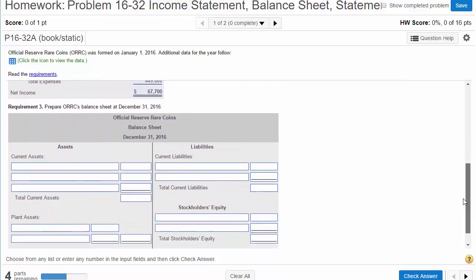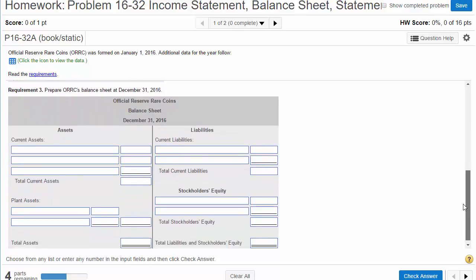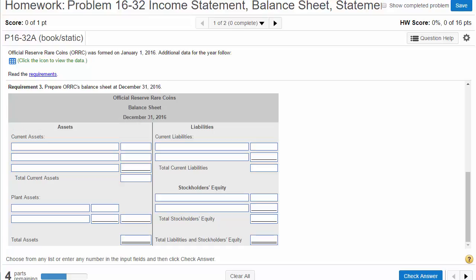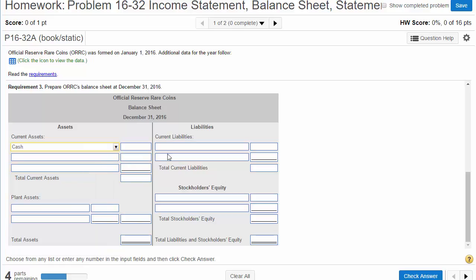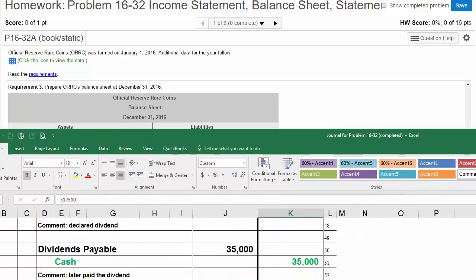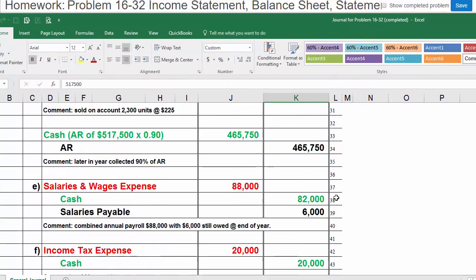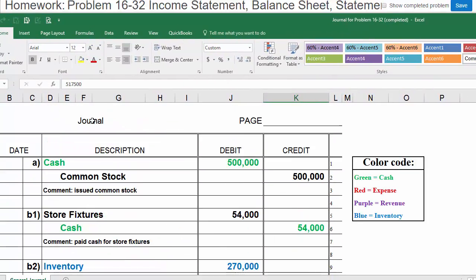So now we need to create our balance sheet. Once we're finished with our balance sheet, then we can create our statement of cash flows. So we're going to start with current assets. The current asset that's always listed first is cash. Now my accounting lab does not make you put these in a certain order as long as you get all the current assets in this section. So to find cash, I'm going to scroll back to the top of my journal. Cash is in green. So we just need to add and subtract these cashes.